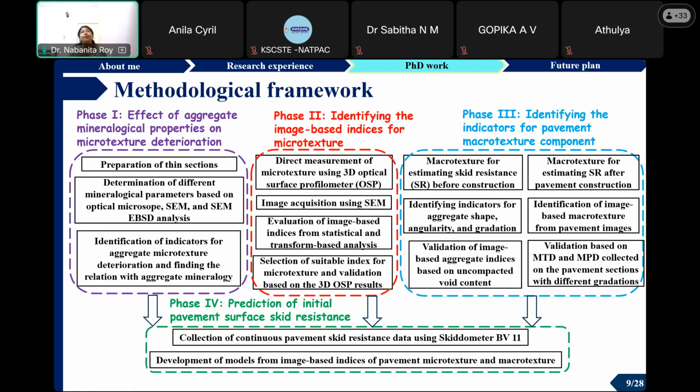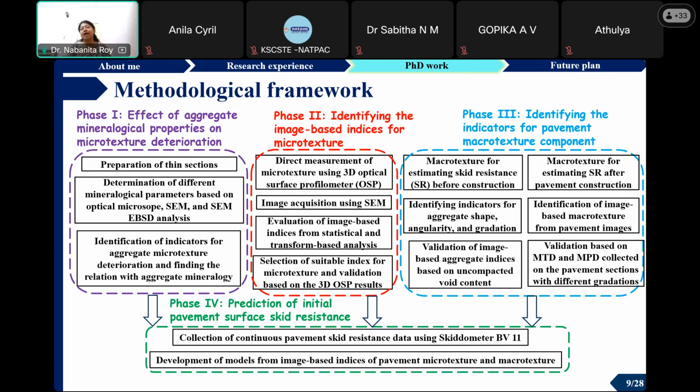If you want to know the macrotexture, we should know it before constructing the pavement as well, right? So for that, I checked indicators such as aggregate shape, angularity and gradation, and then I validated the results with a very easy technique, a very easy setup: uncompacted void content of coarse aggregate.